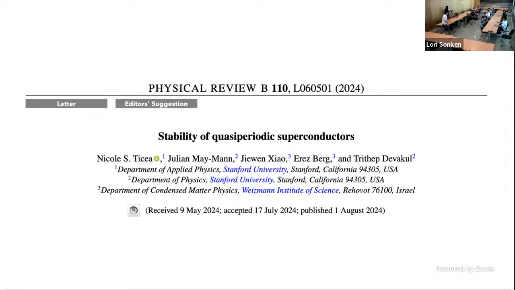Our first speaker we're happy to have today is Nicole Ticea from Stanford. She is a grad student working with Shrey Raghu and Tritep Devakul. Currently, she's on a one-year leave from her PhD to Google Quantum AI in Santa Barbara. And today she's going to tell us about the stability of quasiperiodic superconductors. So thank you, Nicole. Great. Thanks so much for the intro, and thank you for inviting me here.